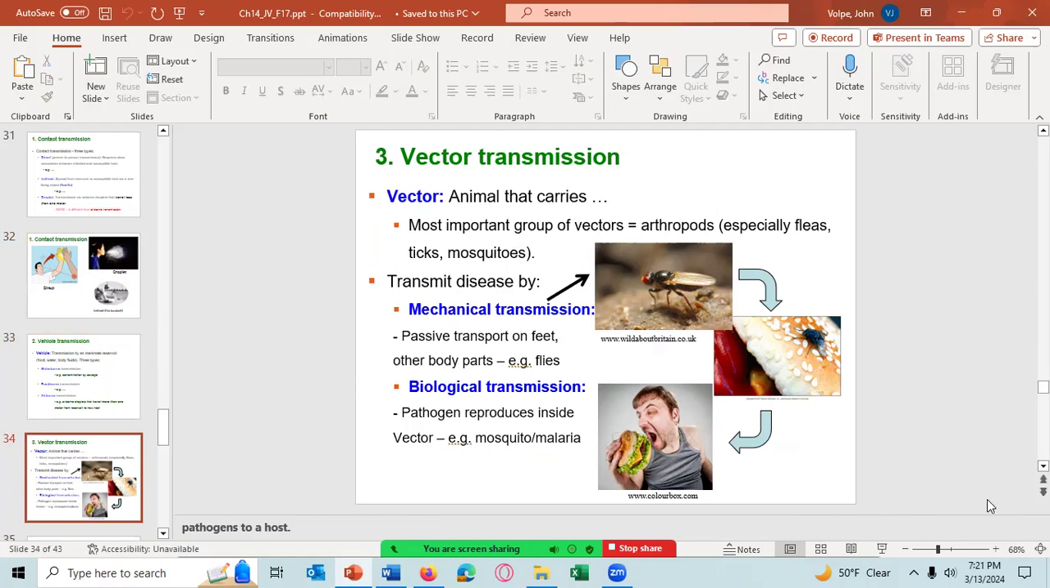And then there's vector transmission. That is where an animal brings the disease to the individual. The biting arthropods are the most important animal vectors bringing disease. A good example would be the mosquito bites the human, giving the malaria, the Plasmodium species, to the patient, and then the patient then develops malaria.